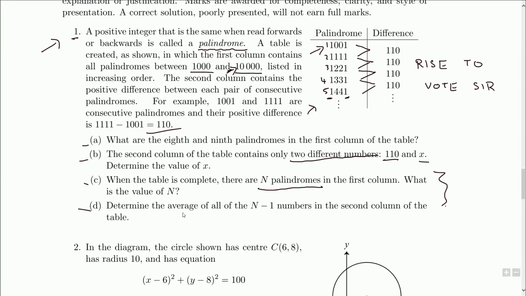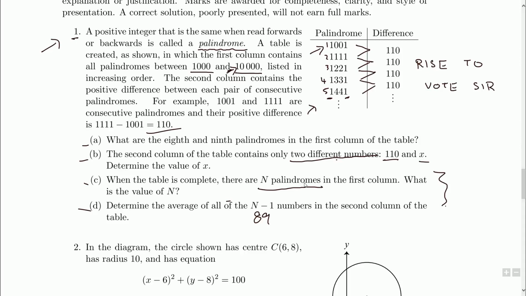And now part D. Determine the average of all the n-1 numbers in the second column. So we're going to add up all the differences and divide by n-1, but now we know n-1 is 89. So we're going to figure out all these differences, add them up, divide by 89. The question is, I don't want to write out 90 palindromes, let alone get all their differences. So we have to think about this.